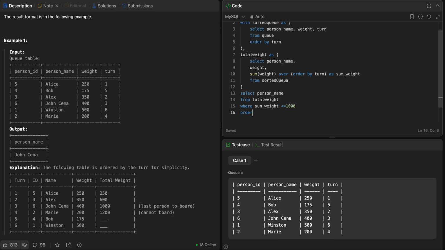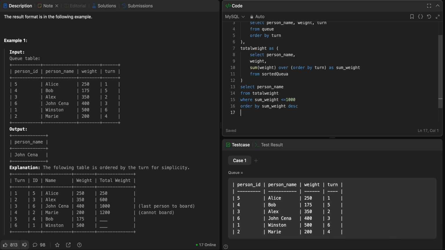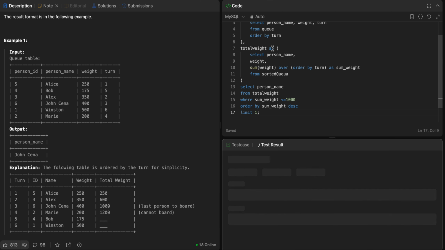अब इसको हम लोग ऑर्डर बाय कर देंगे सम वेट के डिसेंडिंग में. इसके बाद हम लोग लिमिट 1 लगाते हैं, क्योंकि हमें एक की ही वैल्यू चाहिए, उसके ऊपर नहीं जाना. और एक बार हम लोग रन करा के चेक करते हैं केसेस हमारे पास होते हैं नहीं पास होते हैं.